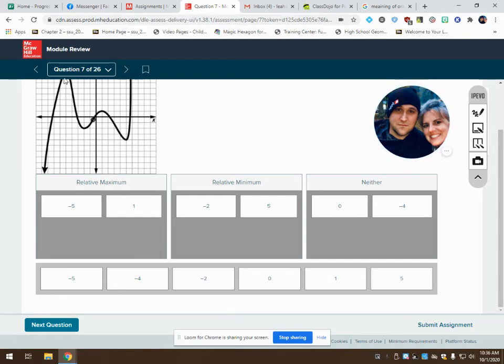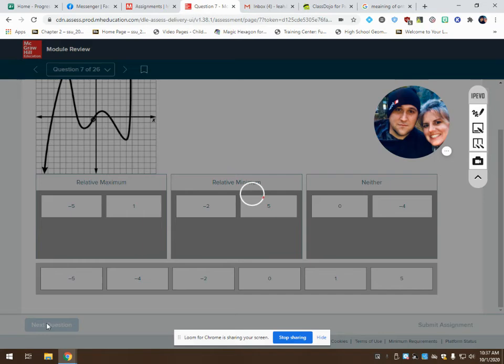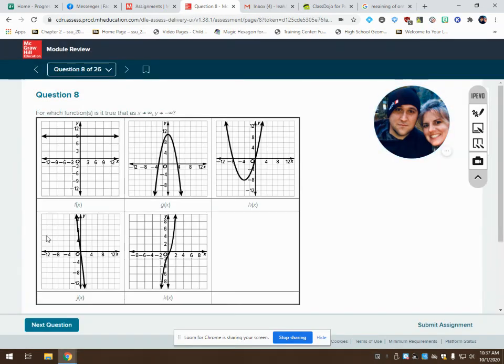We've got a maximum at -5 and at 1, a minimum at -2 and +5, and nothing is happening when x is 0 and when x is -1, -2, -3, -4. Nothing extraordinary. No relative maxes or mins.